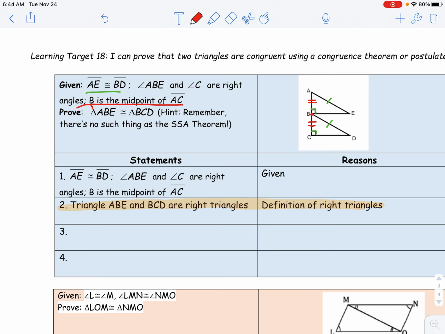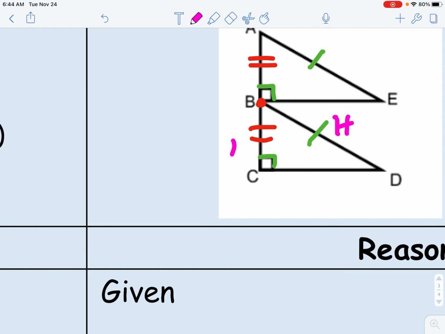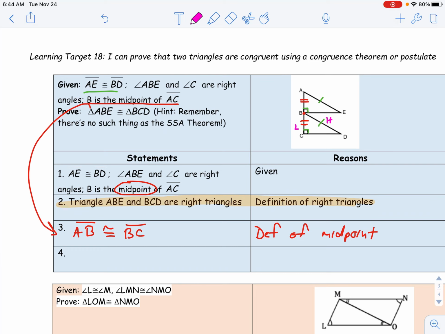But now I can say, specifically using midpoint, I can say AB is congruent to BC by definition of midpoint. So I have right triangles. Specifically in this right triangle, I have a hypotenuse, I have a leg. All right. So therefore, I can say that triangle ABE is congruent to triangle BCD by hypotenuse leg. All right, I'll even write this one out.